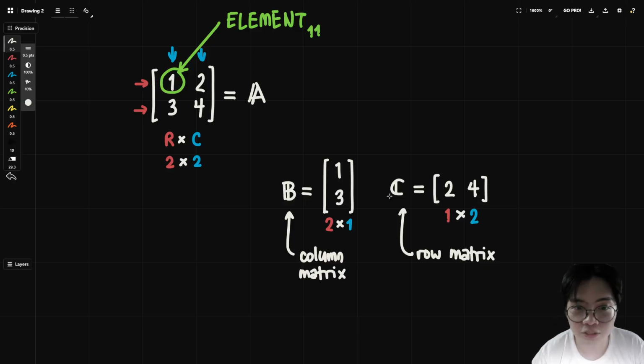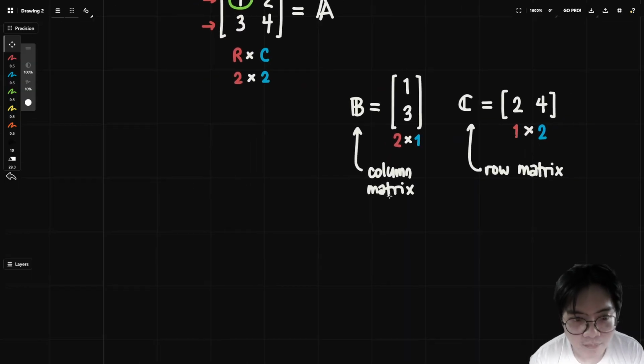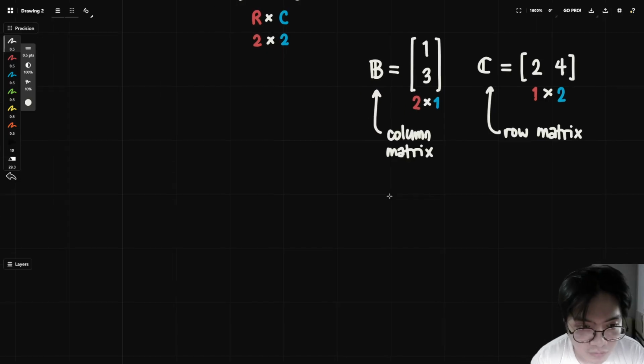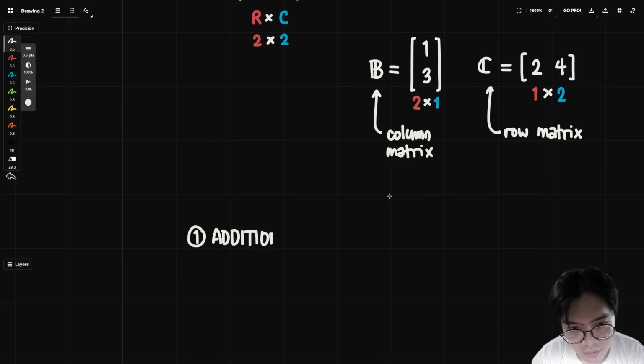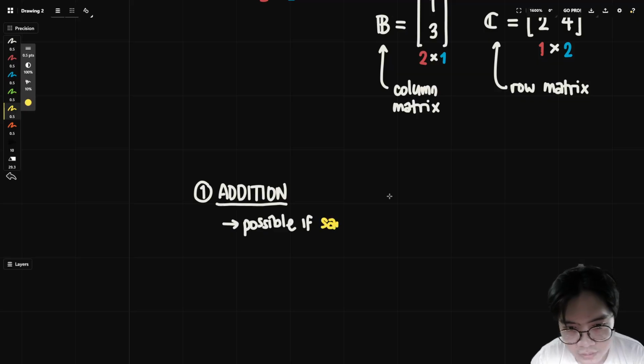The important thing about these matrices is that even though they are collections of numbers, they can still act like numbers. What do I mean? We can encounter different matrix operations. Let's just take matrix addition. Addition is possible so long as the sizes are the same. It is possible if they are the same size. This is our distinction.